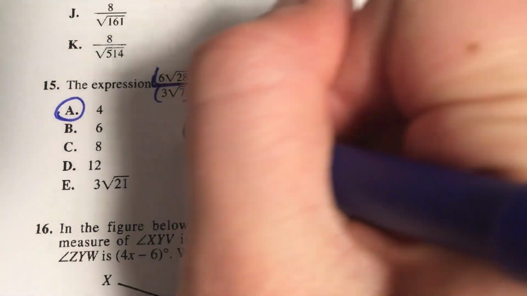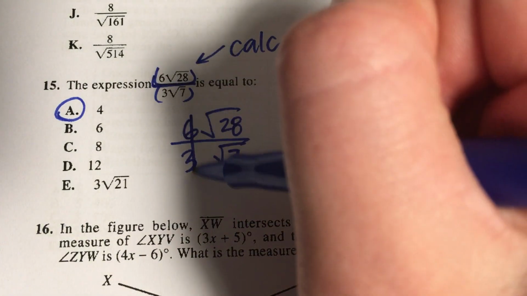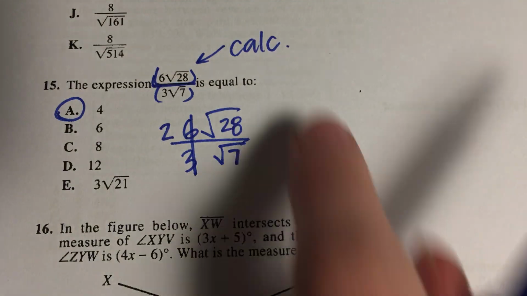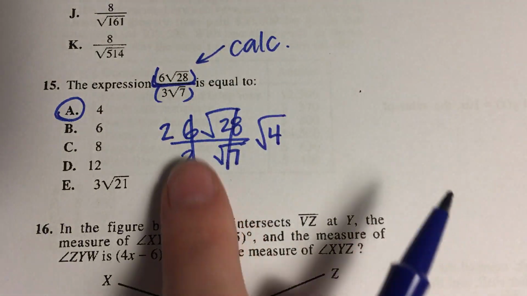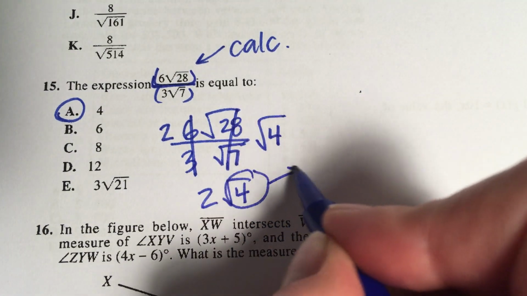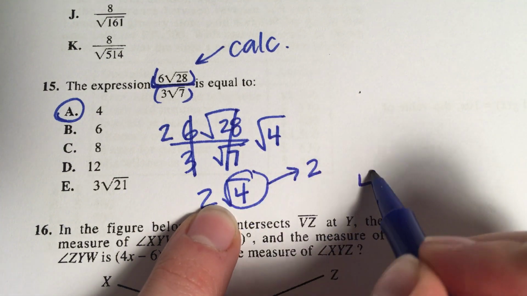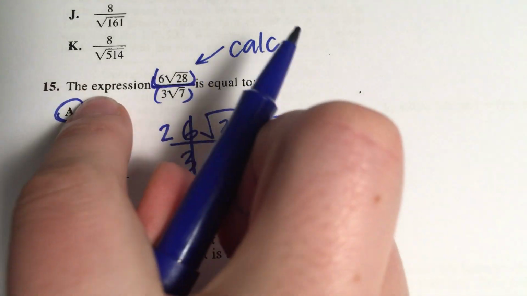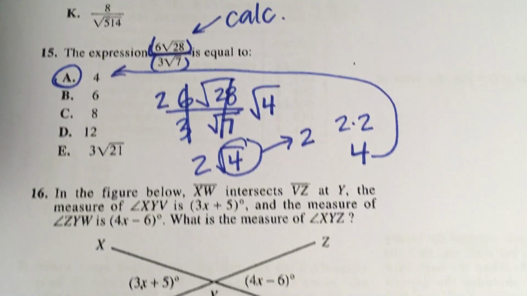If you want to do this by hand, you can. It's actually pretty simple, which is 6 divided by 3 would be 2. And then square root of 28 divided by 7. 28 divided by 7 is 4. So this would be the square root of 4. So you would have 2 times the square root of 4. The square root of 4 turns into 2. And so you would have 2 times 2, which is 4. So that's where your answer 4 comes from. You can do it either way. If one is faster for you, then you can do it that way.